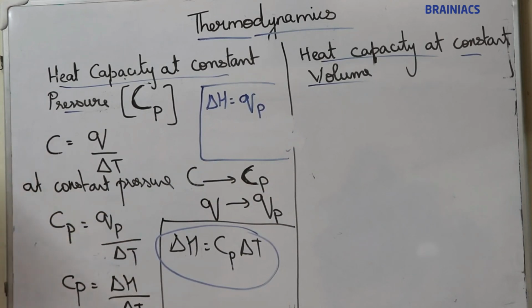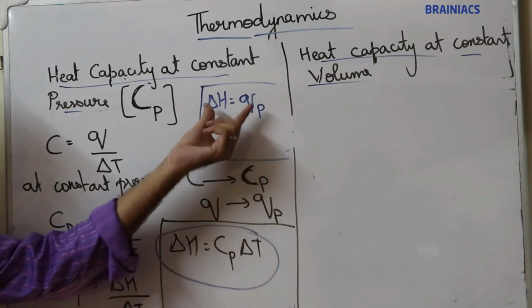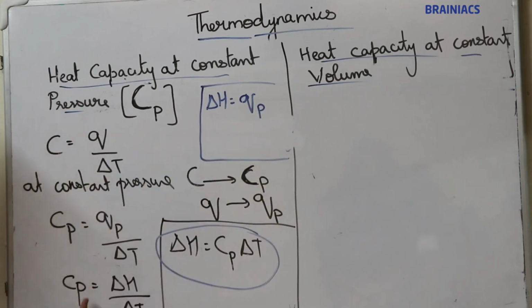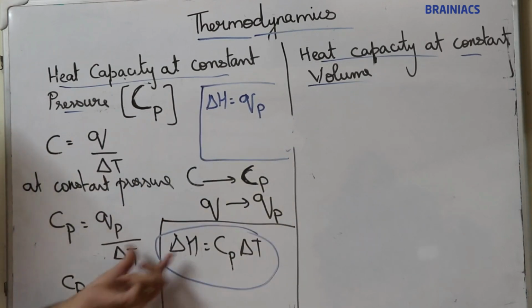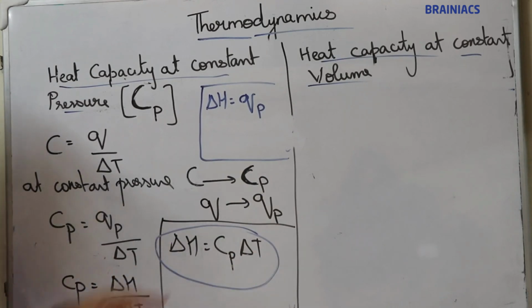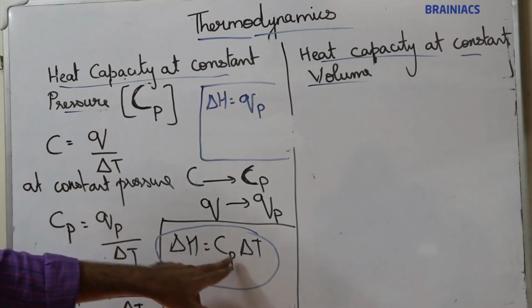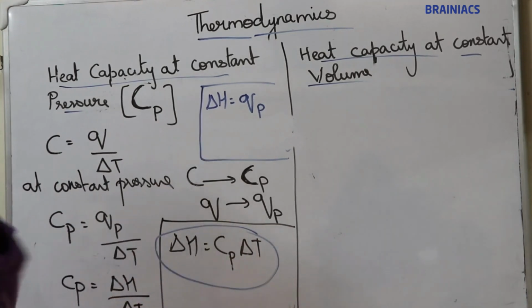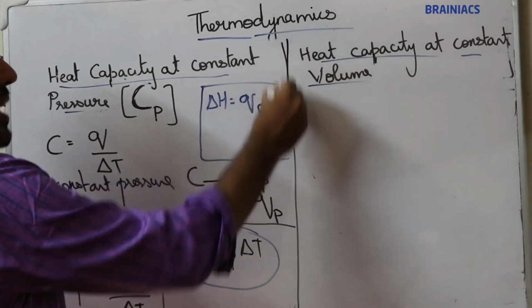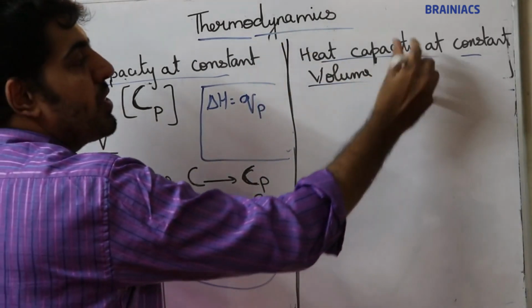Right? Now, what is Qp? It is delta H. So Cp is equal to delta H by delta T. So delta H is equal to Cp into delta T. So this is the fourth equation to calculate enthalpy change. Enthalpy change is equal to heat capacity at constant pressure into change in temperature. Okay. Moving on to the next one, heat capacity at constant volume. What is heat capacity at constant volume?